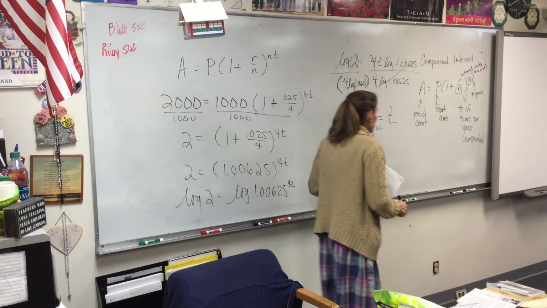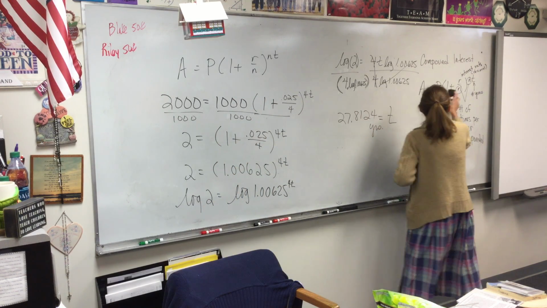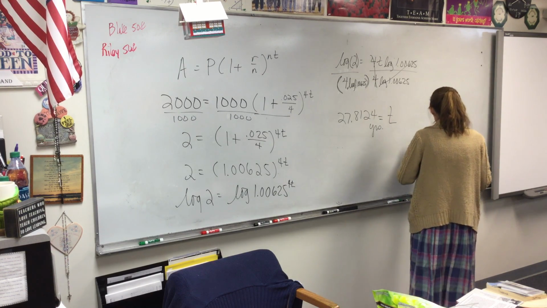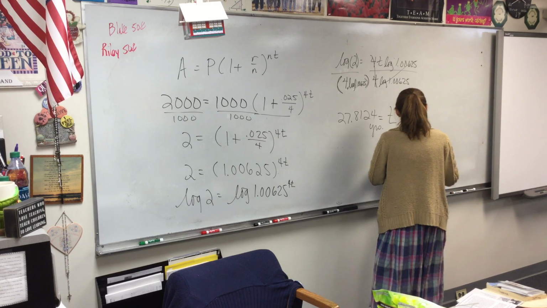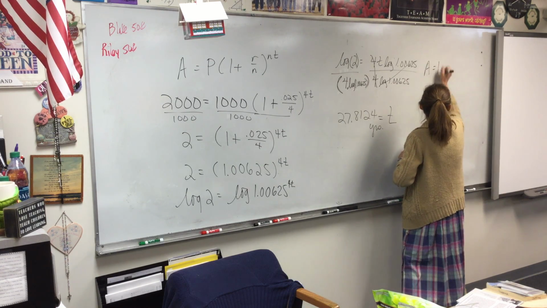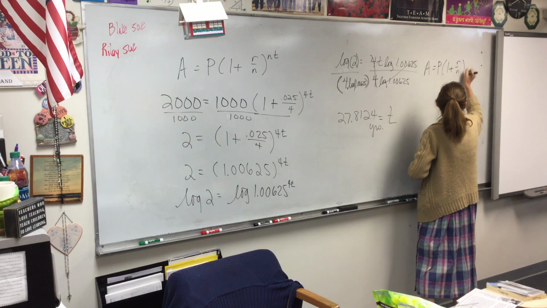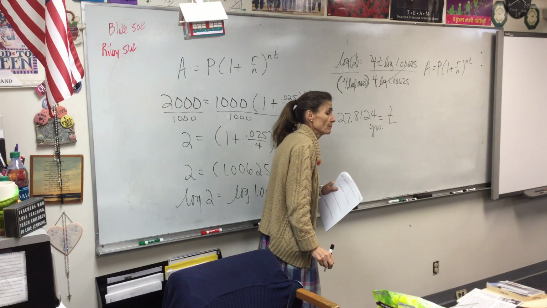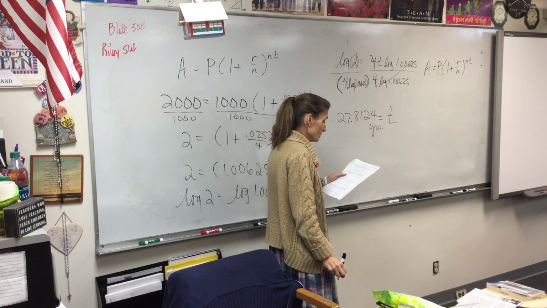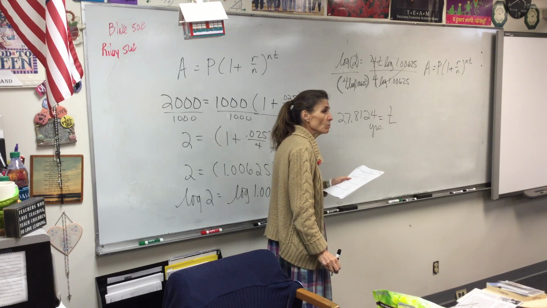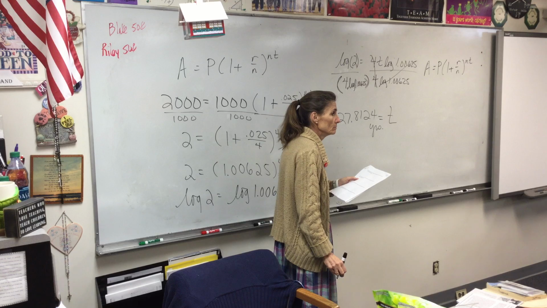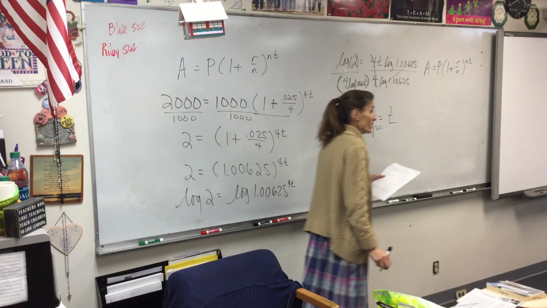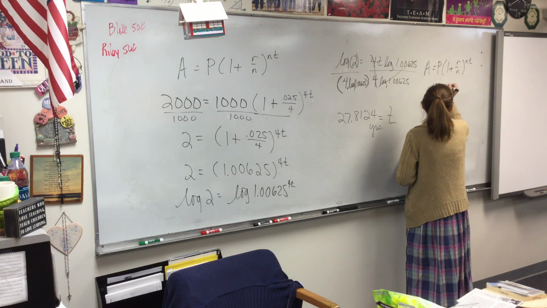All right, let's try number 2. Okay, so here's my formula. Let's see if we can get stuff put in. And where do I put the 1230? Is that A or P? That's P. That's what I start with.